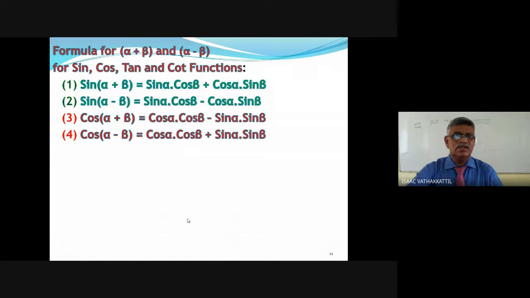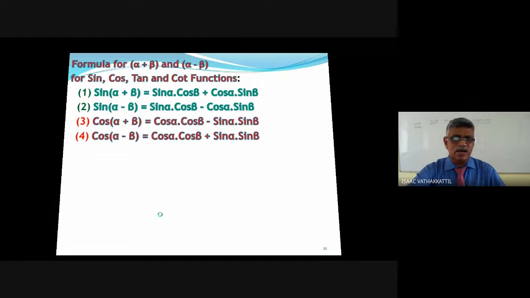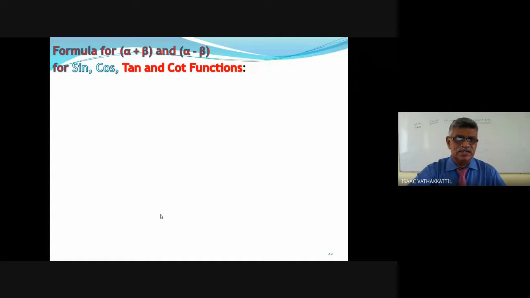And then we started the formulas for alpha plus beta and alpha minus beta, which we technically call the addition formulas. Sin alpha plus beta, sin alpha minus beta, cos alpha plus beta, cos alpha minus beta, we have seen yesterday. We exercised a few questions. I shared a few questions also. We go for tan now: tan alpha plus beta and tan alpha minus beta, cot alpha plus beta and cot alpha minus beta.